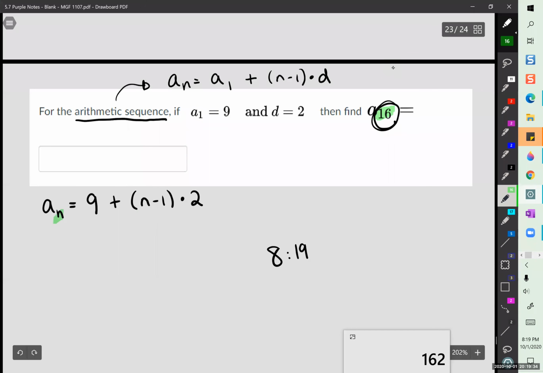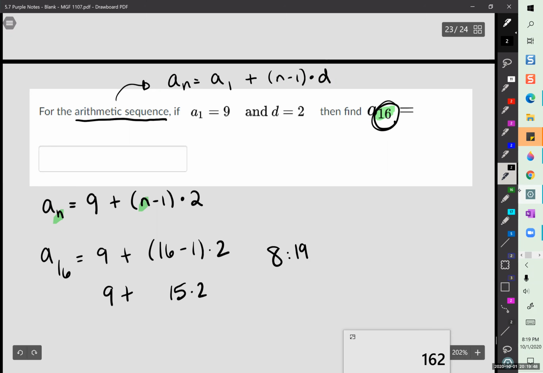So everywhere there's n, we remember order of operations, parentheses occur first. So this would simplify to 15 times 2 plus 9. 15 times 2, multiplication comes next. So we'd have 30 plus 9, and we would get 39.